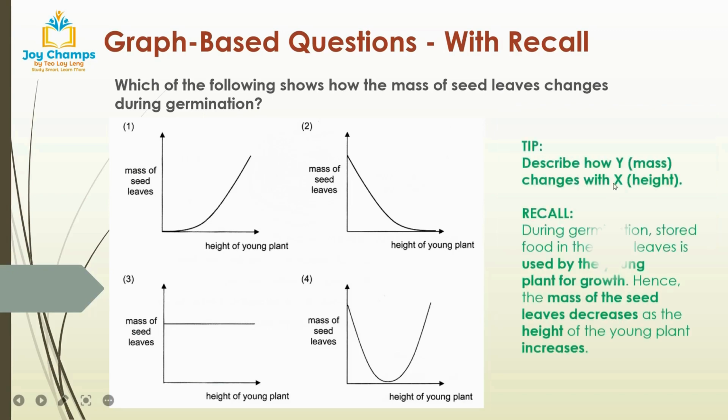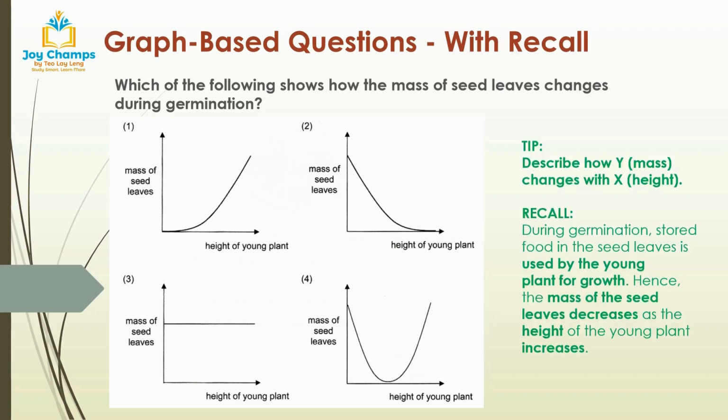A quick tip. To answer any graph-based question, you need to be able to describe how the y-axis changes with the x-axis. You need to recall for this question that during germination, the stored food in the seed leaves is used by the young plant for growth. Hence, the mass of the seed leaves should decrease as the height of the young plant increases. So with that, let's hop over and look at the 4 graphs given and eliminate those which are wrong.